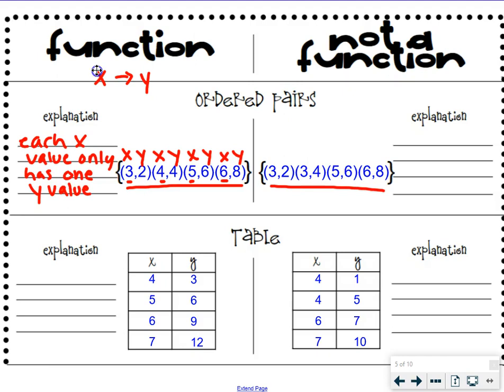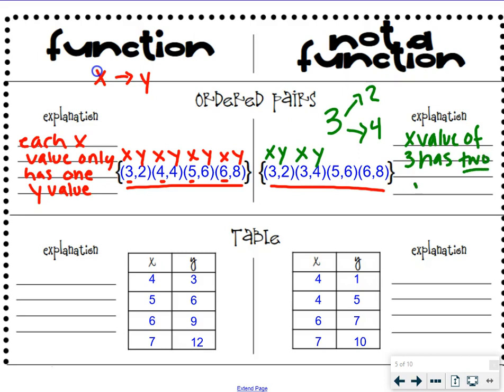Now if we look over at not a function and we look at our x and our y's, we have x is 3, y is 2, and then we have x is 3, y is 4. So here 3 gets 2 and it gets 4, which is not okay in a function. That can't happen. It can only go to one y value. So x value of 3 has 2 y values, which is not okay.